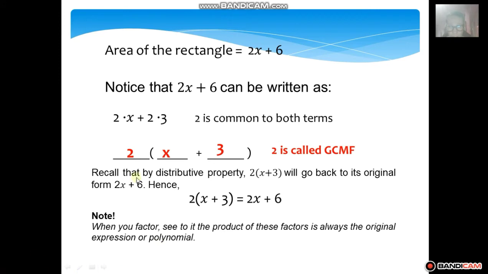Okay guys, what actually the method that we applied in this situation is we worked backward in order for us to go back to the original given length and width. So this is what we are going to do all throughout our discussion.